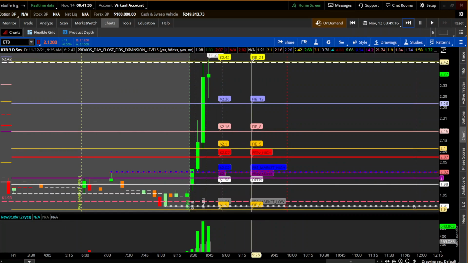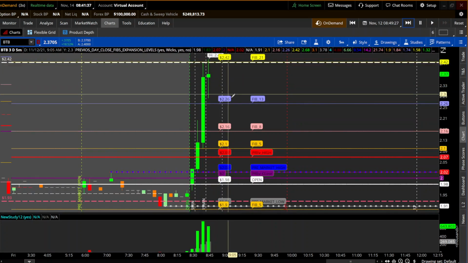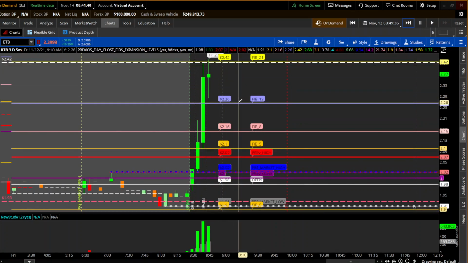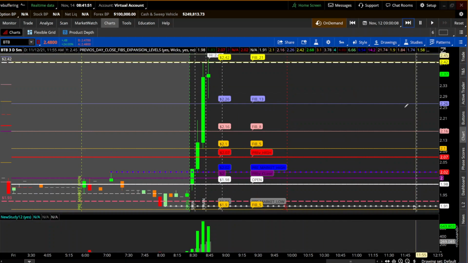And there's your fib 21. It hit fib 21, and for me, I expected a bounce off the 13, just like you would use the Fibonacci ratios, or maybe a pullback to the 13 fib, and let's see what happens.